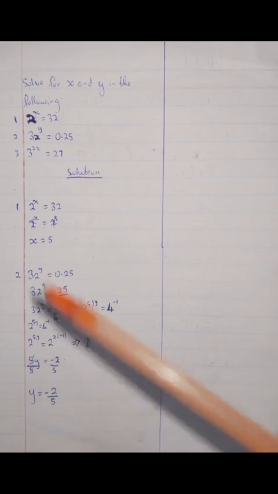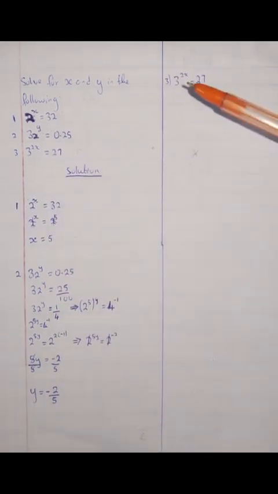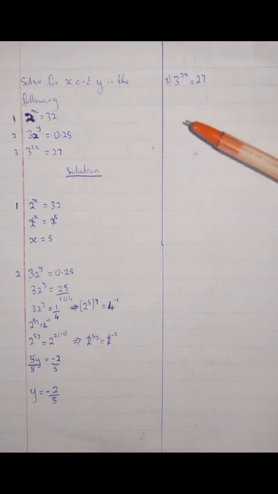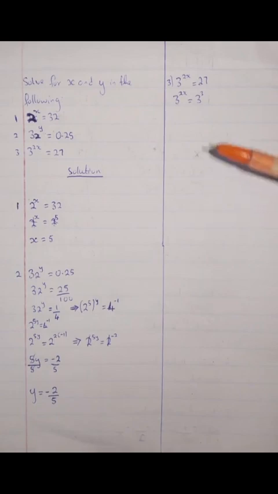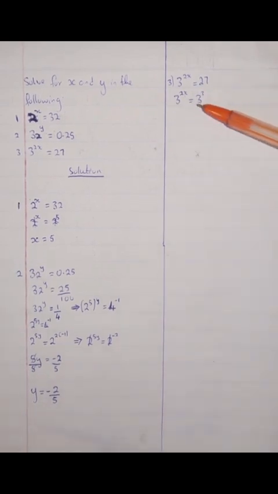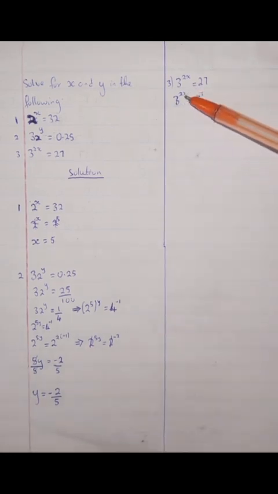Question 3 says 3 raised to the power of 2x equals 27. Now what are we going to do first of all? First of all, we express this in terms of 3, so that they can be of the same base. And expressing this in terms of 3, we have 3 to the power of 3. 3 to the power of 3 will give us 27. So we replace 27 with 3 to the power of 3. And since we have 3 raised to the power of 2x equals 3 to the power of 3, we cancel out the bases because the bases are now the same, and we will be left with the powers 2x and 3, so we equate it.